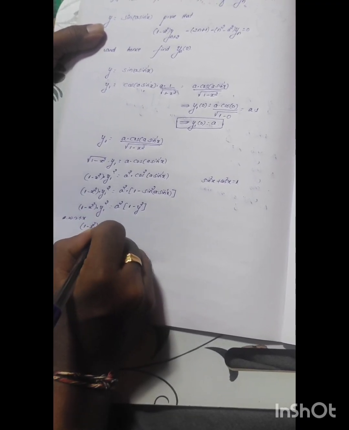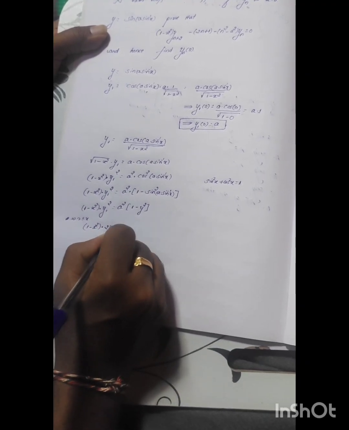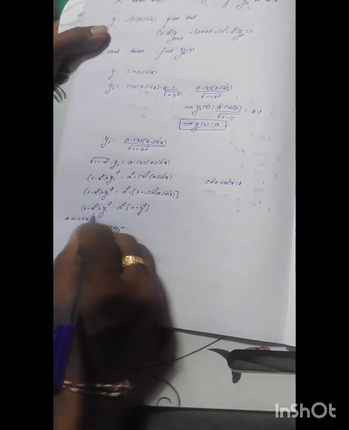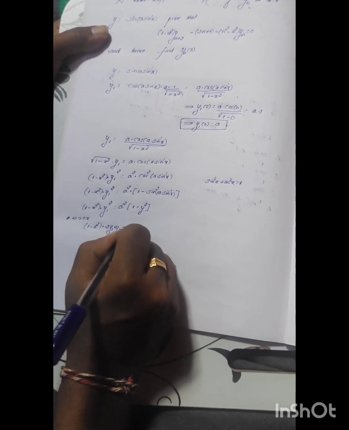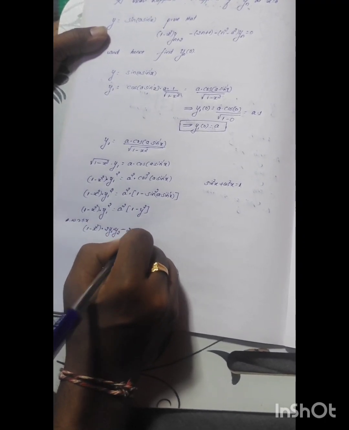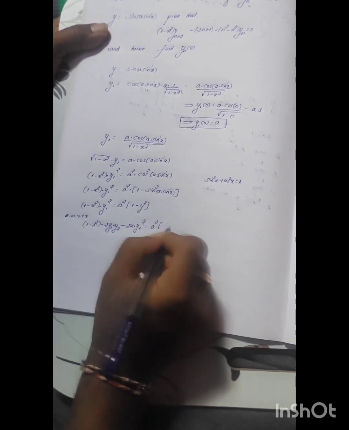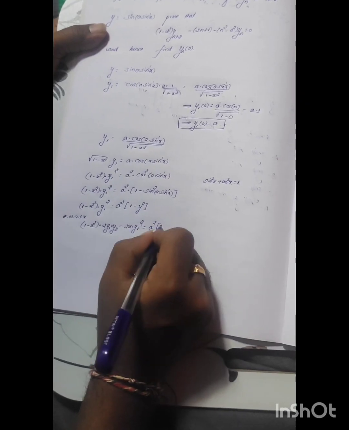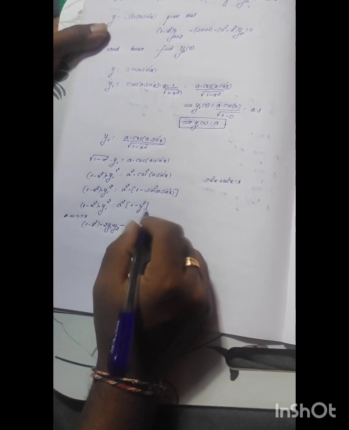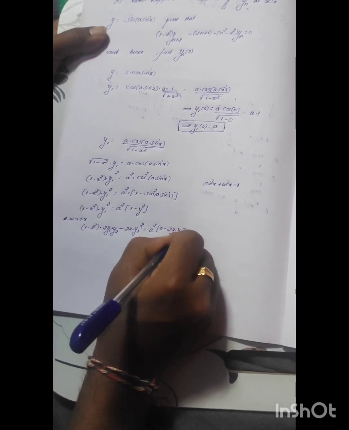(1 minus x square) into derivative of y1 square is 2y1 and derivative of y1 is y2, minus, because the derivative of 1 minus x square is minus 2x, so minus 2x into y1 square will be equal to a square is constant, derivative of 1 minus y square, so that is 0, derivative of 1 is 0, minus derivative of y square is 2y into y1, right?